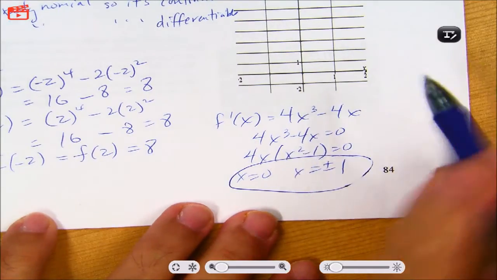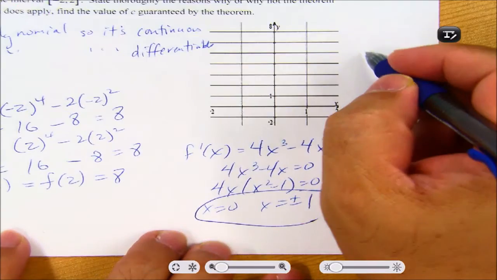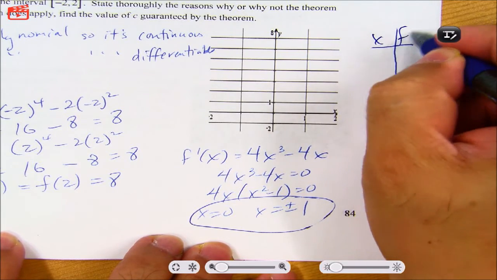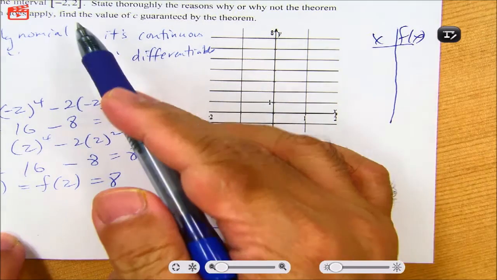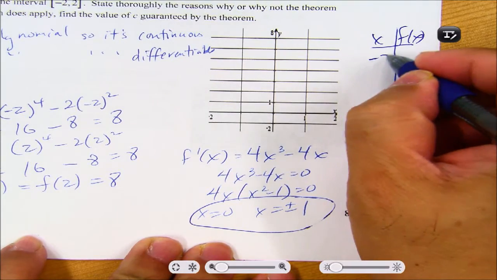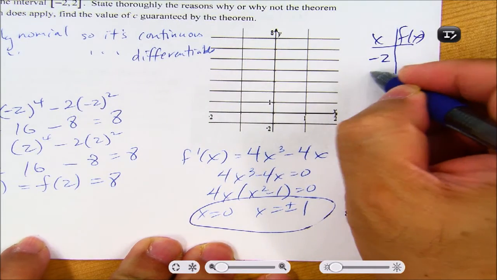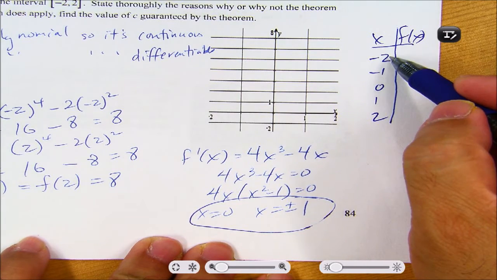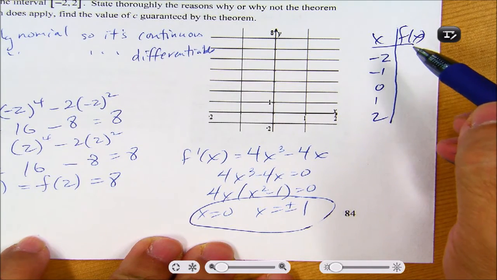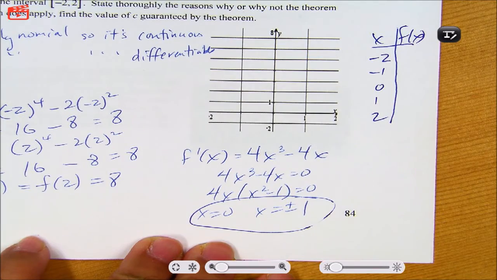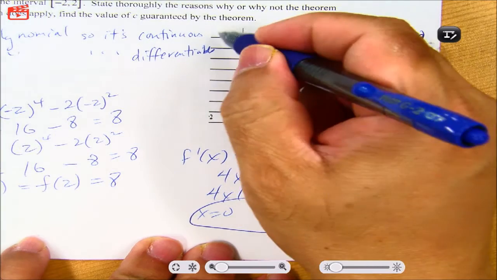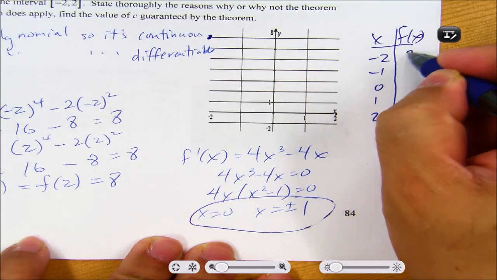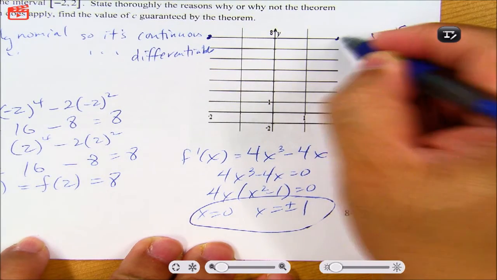All right. So I'm going to make a little t-chart over here. So I want x, f of x. And I want to plot the endpoints, so negative 2, and then all these points in between. So negative 1, 0, 1, and 2. All right. So if I plug in negative 2, I get what? 8. Right? We did that already. Is there 8 on here? It's way up here. And positive 2 was 8. It's way up here.